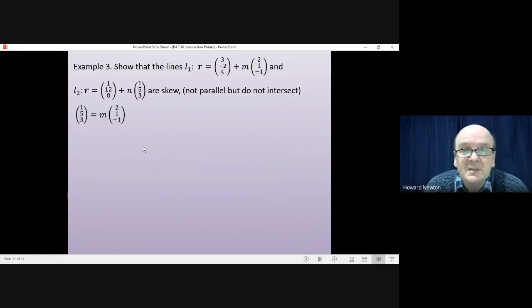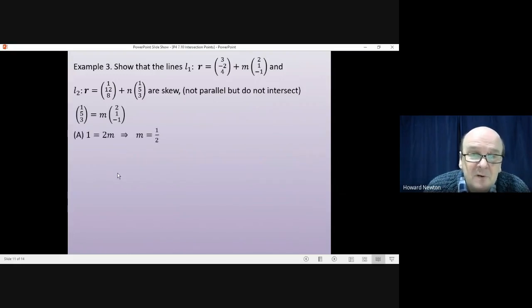So first of all, we need to consider the direction of the two lines. And what we're asking is if the direction of the second line, (1, 5, 3), is some multiple of the direction of the first line. That gives me three equations for m. Looking at the i values, I get m equals 1/2.